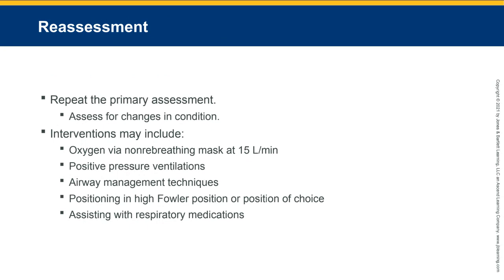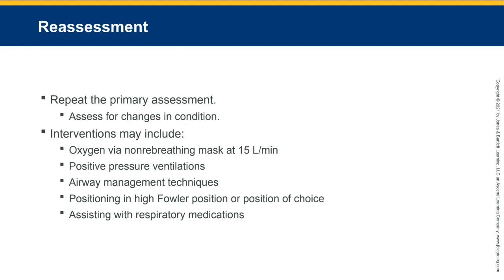In your reassessment, you're going to repeat your primary assessment. Assess for changes in the condition. Your interventions may include oxygen via non-rebreather mask at 15 liters per minute. It can include positive pressure ventilations, which can be assisted, it can be artificial, or it can be CPAP. Airway management techniques may be required. Positioning in a high Fowler's position or position of choice may be necessary. Most patients with respiratory problems tend to sit and lean forward.